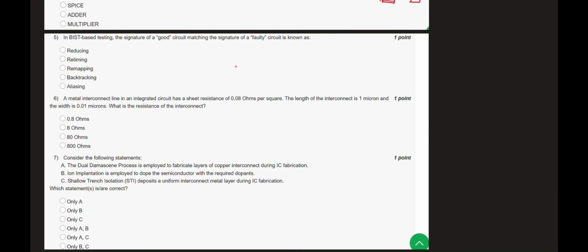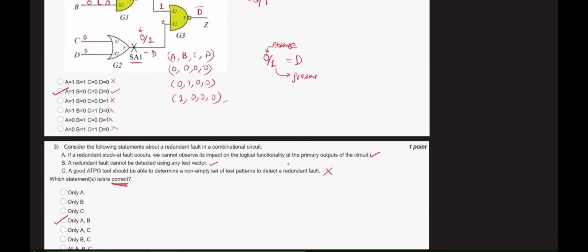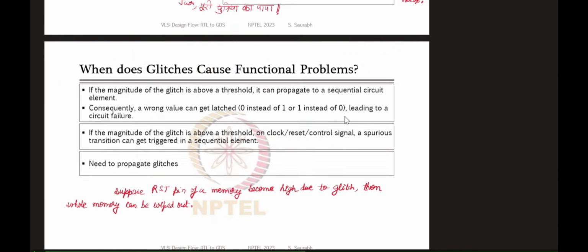So I now match this signature with the golden signature. Golden signature means the correct signature, the intended one, which a fault-free circuit would have. That process of matching the signature to test whether the circuit has a stuck-at fault or not is called aliasing. Let me show you the reference from which this question was framed.